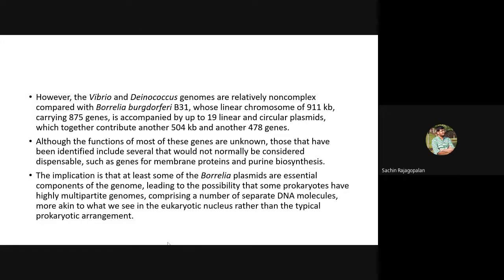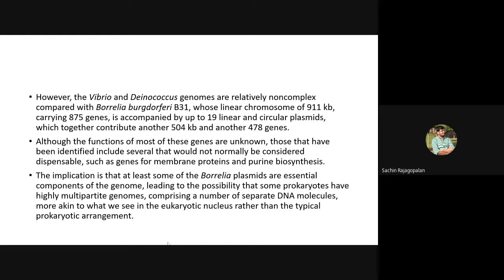You will see that Lyme disease is very common. It is spread by a vector called ticks. Now, their genome is a linear chromosome of 911 kilobase pairs, and it has around 875 genes. But along with their chromosome, they have 19 linear and circular plasmids.